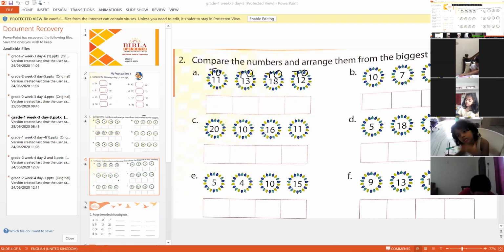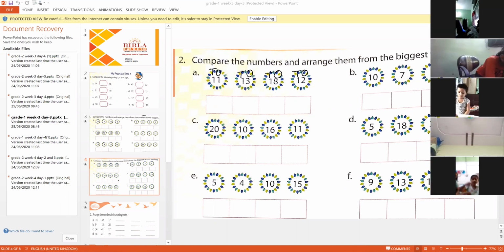See here, children. In the ones place, the number 11 has 1. The number 13 has 3. The number 18 has 8 in the ones place. And the number 12 has 2 in the ones place. Right, children? So now you have to compare the numbers in the ones place. We have 1, 3, 8 and 2 in the ones place.